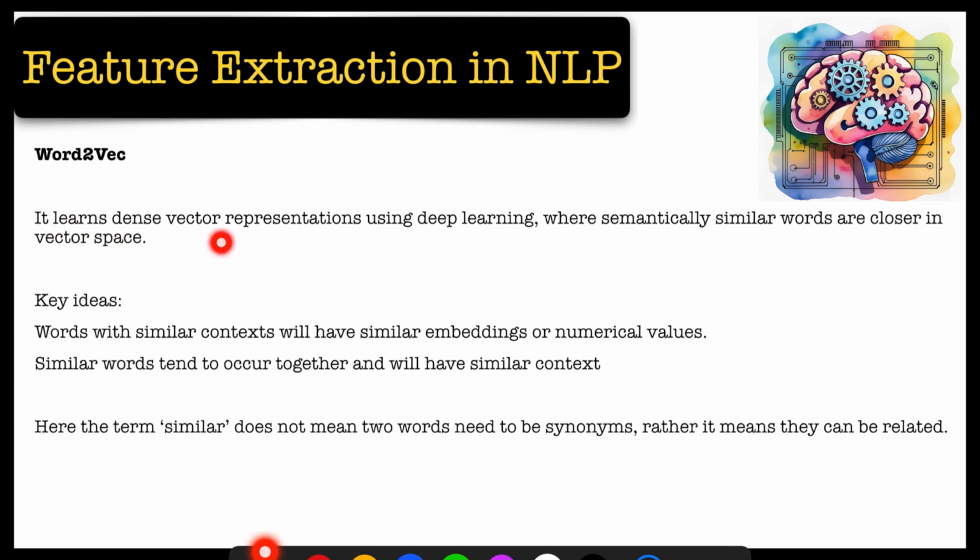It learns dense vector representations using deep learning, where semantically similar words are closer in vector space. The key idea here is that words with similar contexts will have similar embeddings or numerical values. Similar words tend to occur together and will have similar context. These are the assumptions, and based on that it applies its algorithm. Here we used the term similar, but similar doesn't mean two words need to be synonymous; it can mean they are related.